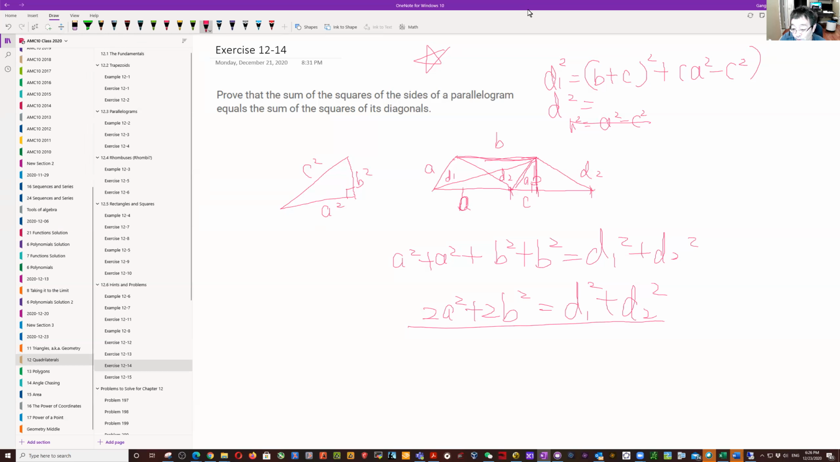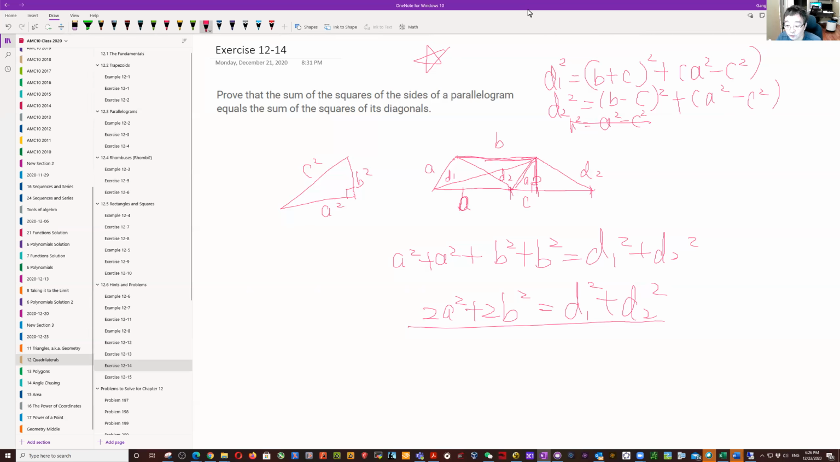I translated it over here, so it's actually B minus C. It's B minus C squared plus also the height. The height here is A square minus C square. So this is D2 square.